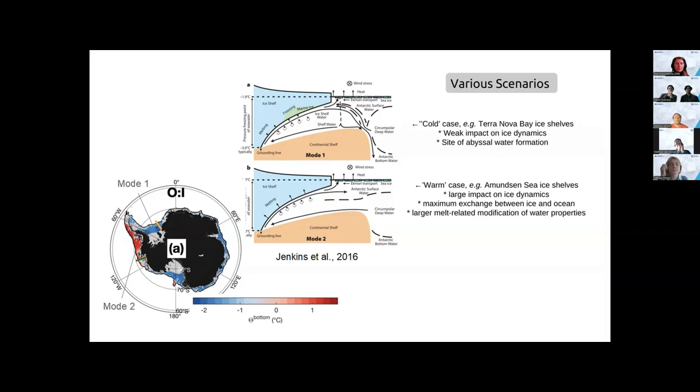Here's a spatial view, a map around the Antarctic with bottom water temperatures, showing that the mode 1 cold shelves are mainly found in the Weddell Sea, as well as in the Ross Sea and in parts of East Antarctica, whereas West Antarctica is characterized by significantly warmer temperatures.